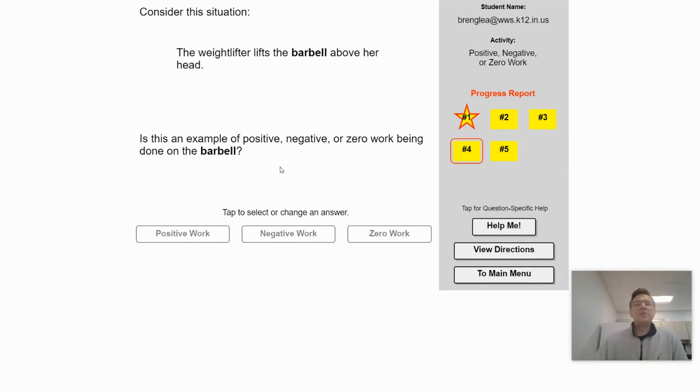The weightlifter lifts the barbell above her head. In this case, she pushes up, so she applies a force, and then the barbell moves some distance and therefore gains gravitational potential energy, and therefore positive work is done here.